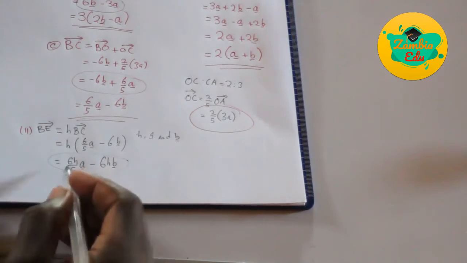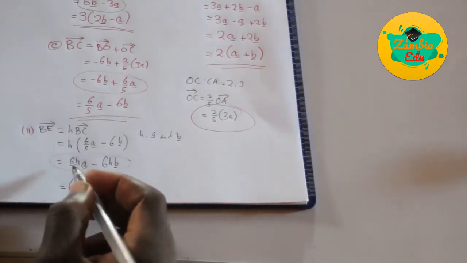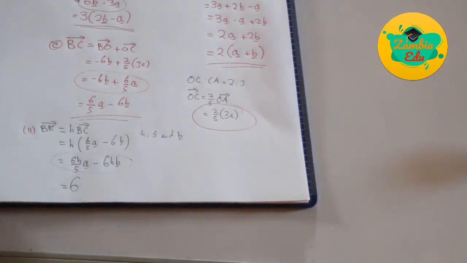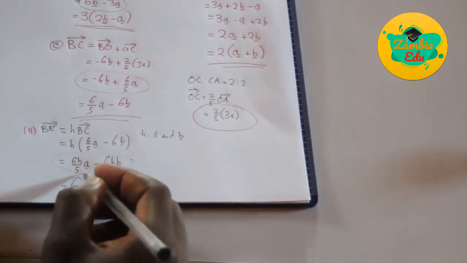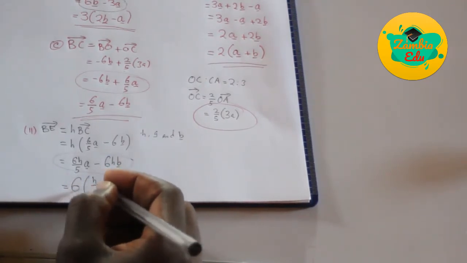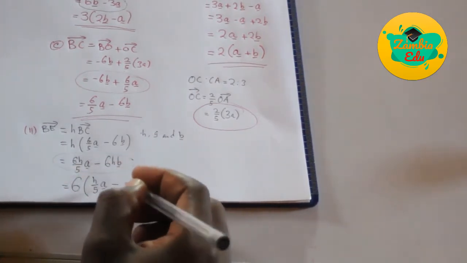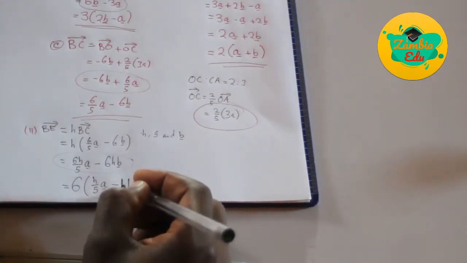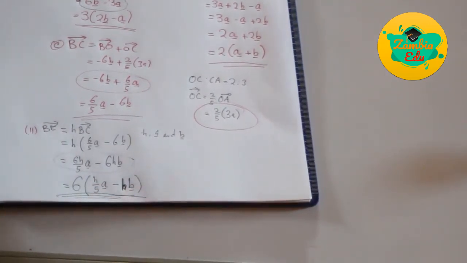However, you can still factorize because 6 is common. So we can factor out 6. Remove 6 from that, you get 6 open bracket H over 5a minus, remove 6 from there, you get Hb, and that becomes our answer.